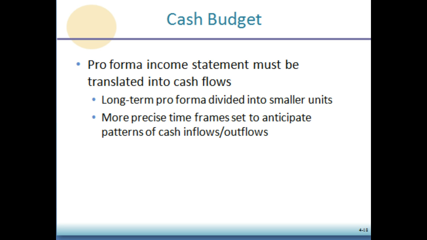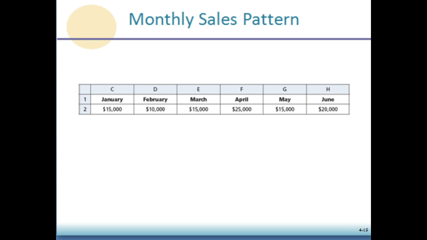The cash budget is a summary of expected cash receipts and disbursements for a specific period of time. The pro forma income statement needs to be translated into cash flows, considering long-term pro forma divided into smaller units, and then more precise time frames set to anticipate patterns of cash inflows and outflows. Notice the monthly sales pattern on this slide, January through June.